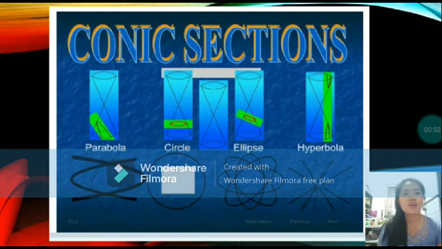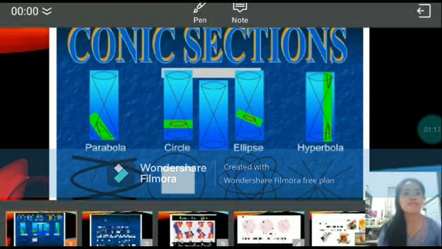Now in that picture, as you can see, you have the double cone. If you are familiar with the parabola, then you also have a circle, an ellipse, and the hyperbola. But for you to understand better, let's continue with our slide first.